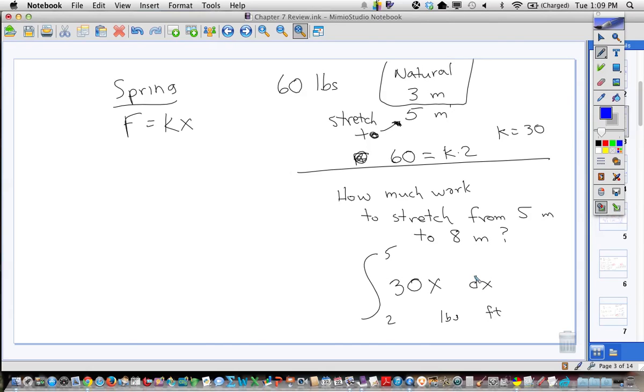So then if I ask you how much work to stretch it from 5 to 8, that means it's stretching from 2 to 5. Because 5 meters is already stretched 2, 8 meters is stretched 5. So from 2 to 5. And then you already found K was 30, so your equation is 30x. I mean, that's just it. That's all there is to it. So you had a spring problem that you did in your homework.